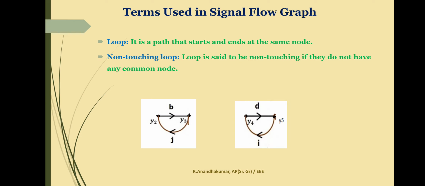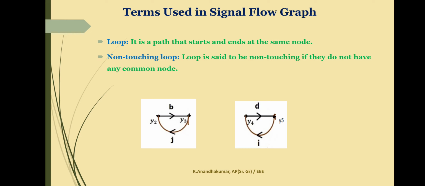So let us consider these two loops. These two loops don't have any common node, because the first loop has only nodes Y2 and Y3 and the second loop has only nodes Y4 and Y5. These two are called non-touching loops. More particularly, these are two non-touching loops.